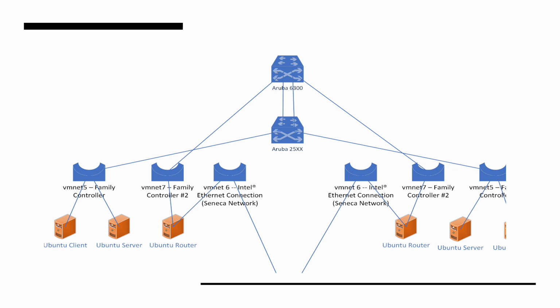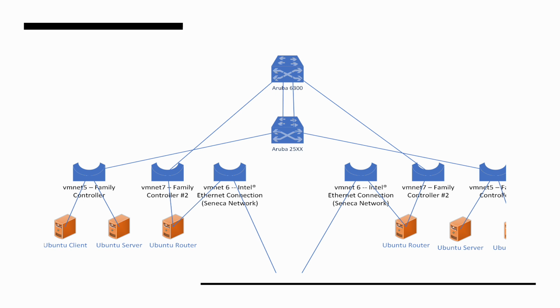This is the overall topology of the project. As we can see, the network includes Ubuntu client, server, router, Aruba switches. The Aruba 2530 works as the access layer where the client and server device connect to the network. The Aruba 6300 is used as the core layer and connects the different part of the network together.